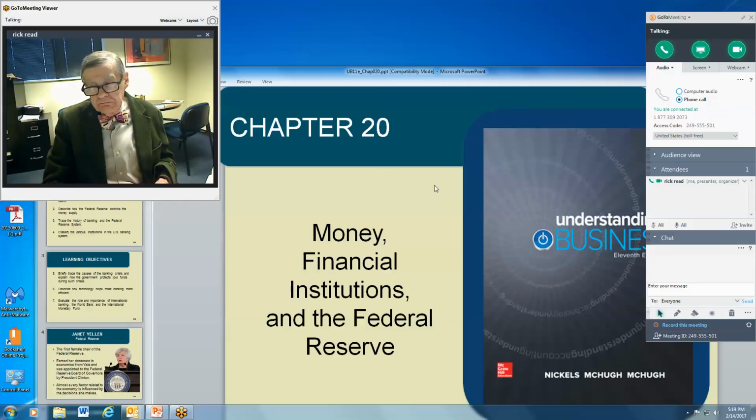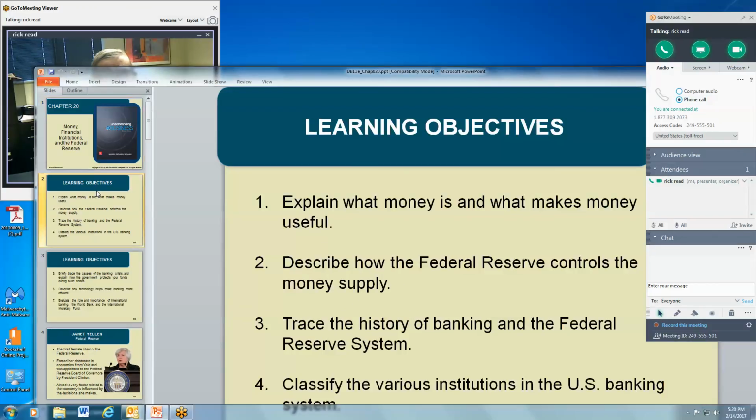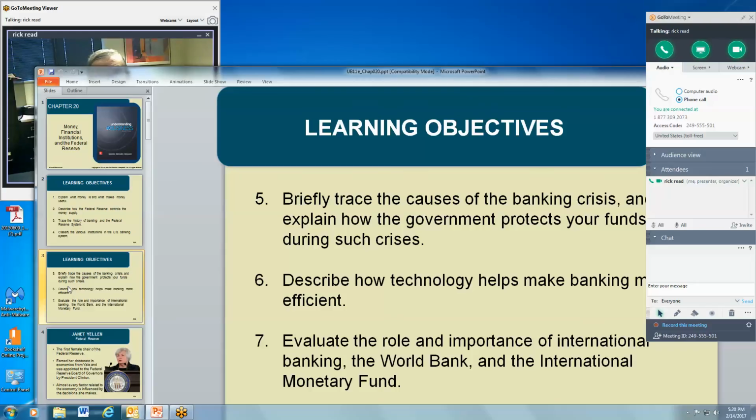All right, we're back. It's 5:20, chapter 20, money, financial institutions, and the Federal Reserve. Let's look at our learning objectives: explain what money is and what makes money useful, describe how the Federal Reserve controls the money supply, trace the history of banking and the Federal Reserve System in the United States, classify the various institutions in the banking system, briefly trace the causes of the banking crisis and explain how the government protects your funds during such crises, describe how technology helps make banking more efficient, and finally, evaluate the role and importance of international banking, the World Bank, and the International Monetary Fund.